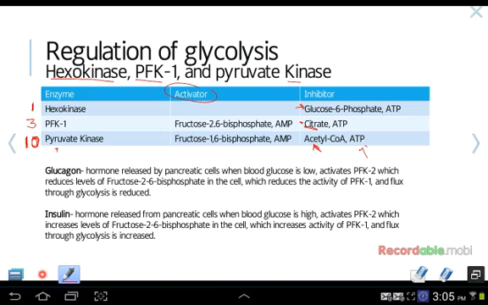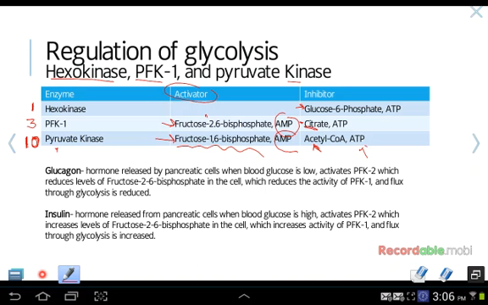Activators of some of these enzymes include fructose 2,6-bisphosphate, as well as AMP for PFK1, and we'll talk about this in a little more detail in just a second. And then pyruvate kinase is activated by fructose 1,6-bisphosphate. If you remember, fructose 1,6-bisphosphate is a product higher up in glycolysis, so this is an example of feed-forward activation. And both of these are activated by AMP, which makes sense. If the cell has a lot of AMP, then obviously it's ATP deficient, and so glycolysis will be favored.